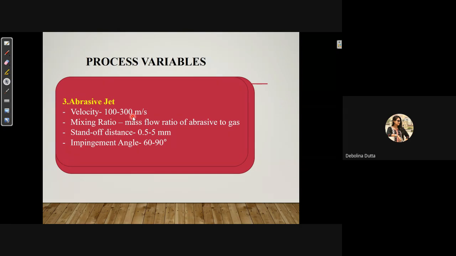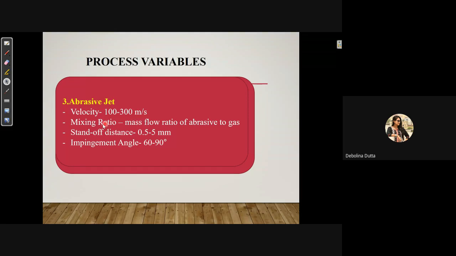100 to 300 meters per second. So keep this in mind: when a material has to be removed, and I know from calculation that I need to maintain a velocity of 300 meters per second for the abrasive jet, then the gas should be issued with a velocity of 500 to 700 meters per second. Only then, when the gas mixes with the abrasive, it transfers the momentum to the abrasive particles, and ultimately we get the abrasive jet velocity of 300 meters per second. So this is the connection between the gas velocity and the abrasive velocity.